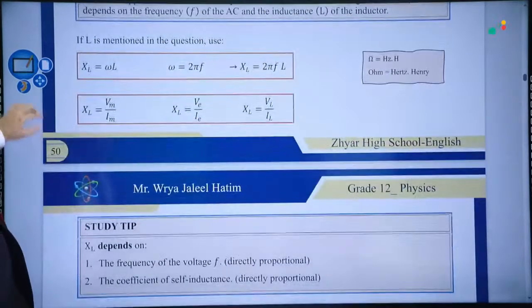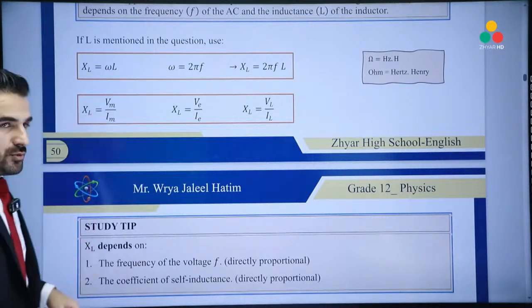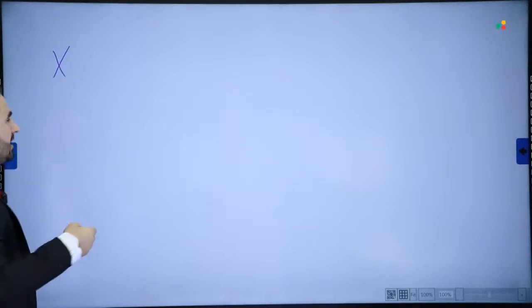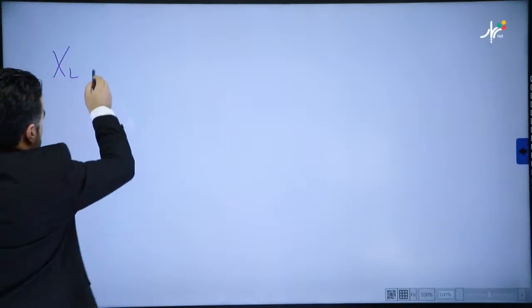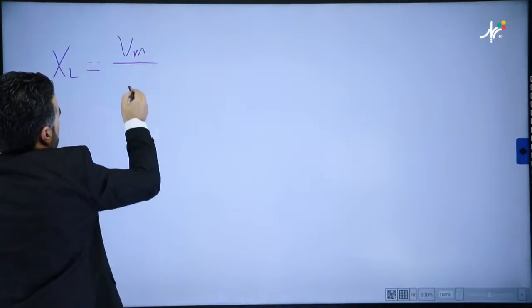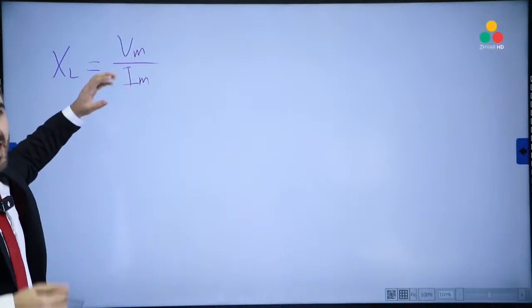Okay, so what do we mean exactly by this? Now take a look at what we have. Perhaps I can add this to what we wrote over there. So we can say inductive impedance. Remember this, that is a type of resistance, equals what? We said it is the ratio of maximum voltage to the maximum current. So this is one way to find it, but hey, listen up.